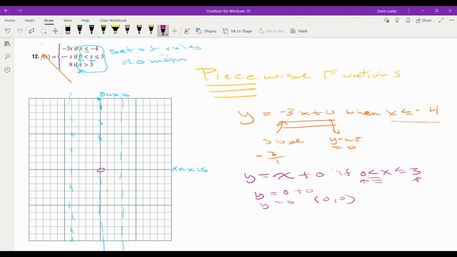And then if I take 3 and plug it in, so y is equal to 3 plus 0, that means y is equal to 3. So my point is, when I plug in 3, I get 3. So I go over to 3, 1, 2, 3, and I go up 3, 1, 2, 3.